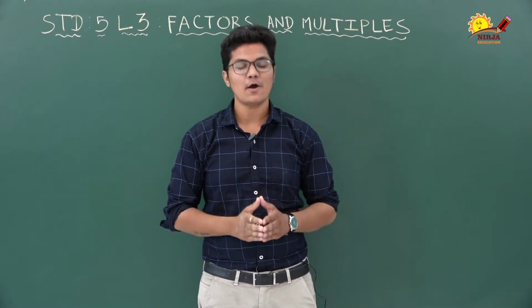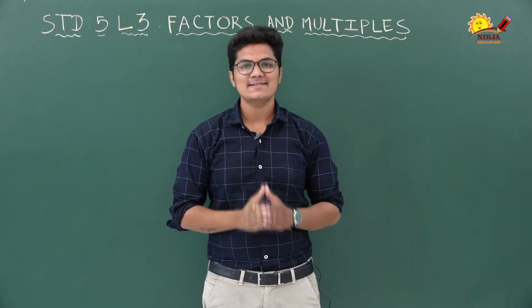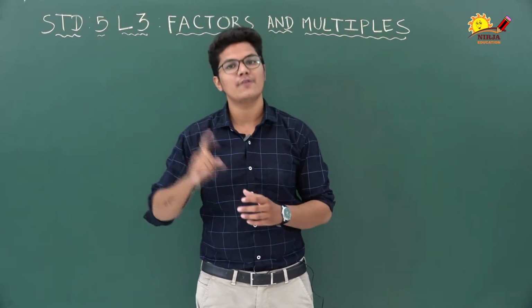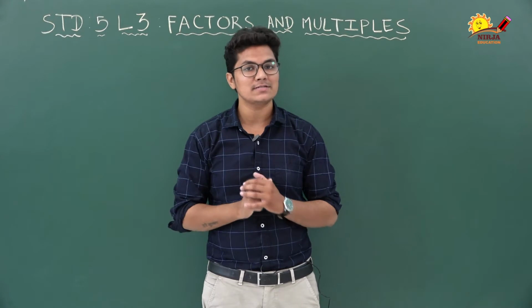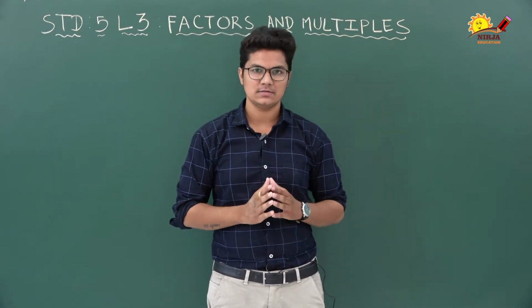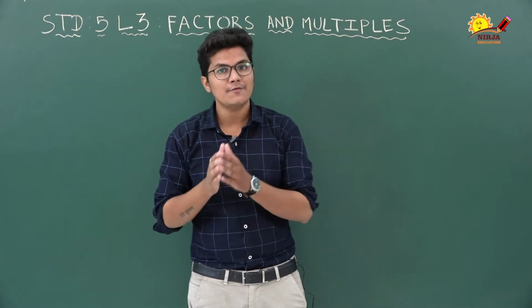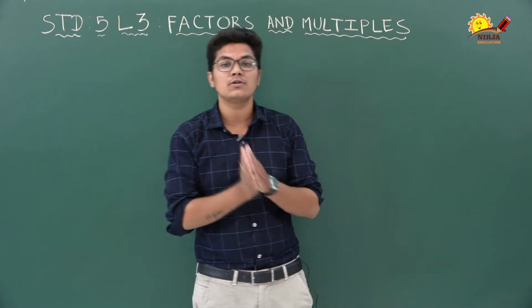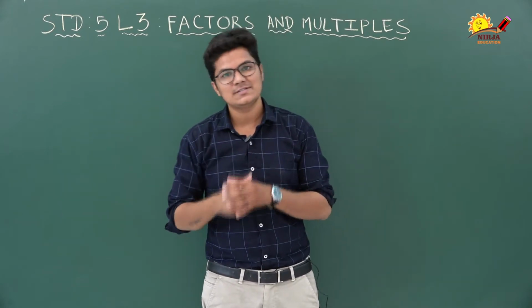This is the third lesson of 5th standard factors and multiples. In the previous part of this chapter, we learned how to find factors and what prime numbers and composite numbers are. Today we are going to learn prime factorization. If you don't know how to find factors and what prime and composite numbers are, then I recommend you watch the previous parts first. Then watch this one.